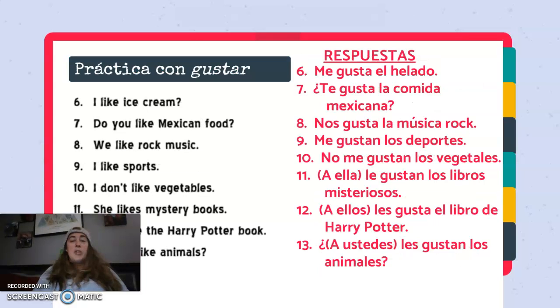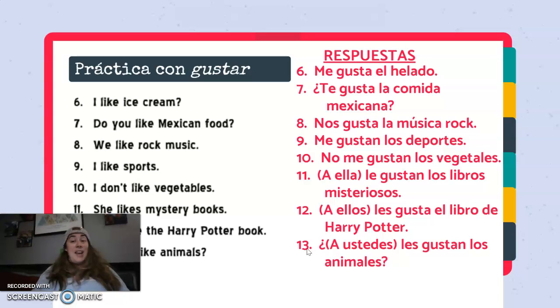So she likes mystery books. So we could say, a ella le gustan los libros misteriosos. To say they like the Harry Potter book, a ellos les gusta el libro de Harry Potter. So notice that both of these I've put in parentheses, so we could add that clarifying piece of information, but we don't have to. And then 13, do y'all like animals?